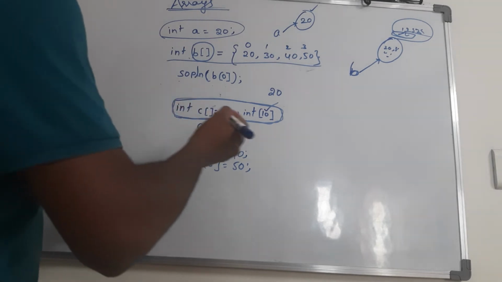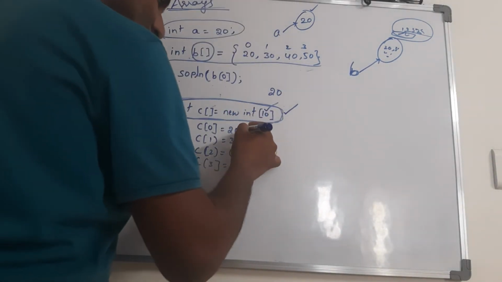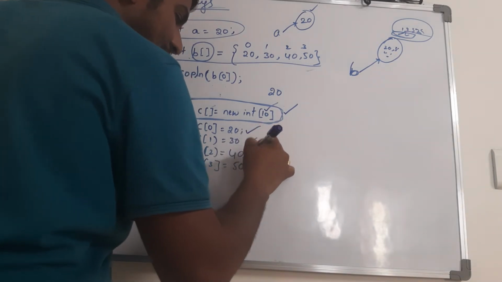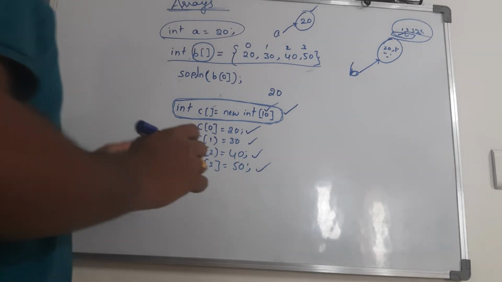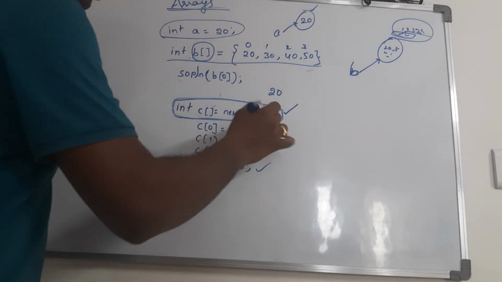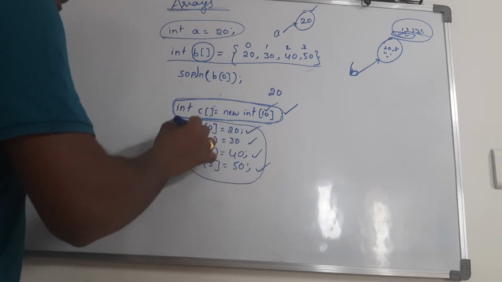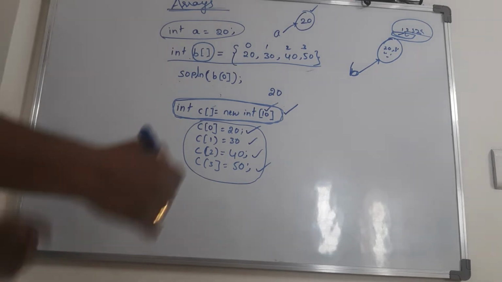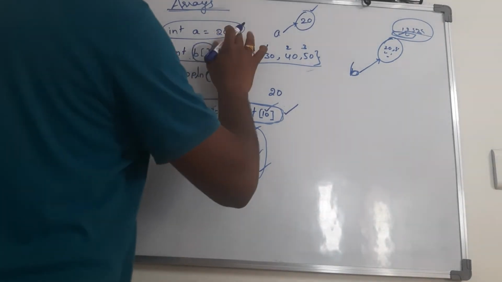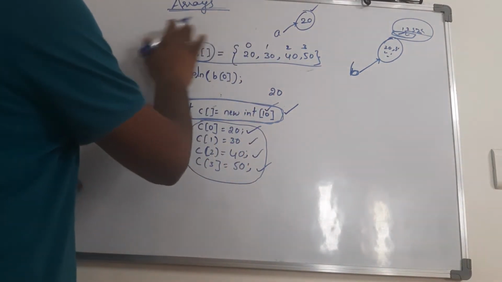Okay, this is the declaration of the array and these are the initialization. So declaration we are doing in one line and we are initializing in the next lines. Okay, can't we do the same thing in a single line? Yes, we can do like this. Like this we can do.